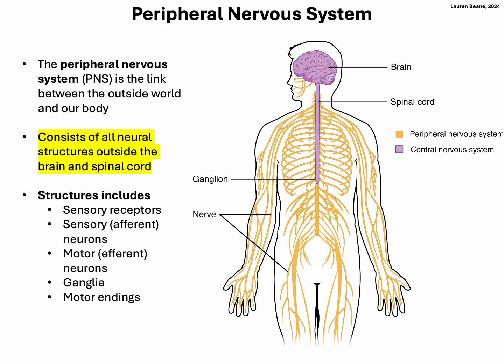The peripheral nervous system is everything to the sides of the central nervous system. So, really, just all neural structures except for the brain and spinal cord. So, it includes sensory receptors, sensory nerve fibers, motor nerve fibers, ganglia, which are collections of neuron cell bodies, as well as structures called motor endings at the neuromuscular junctions.